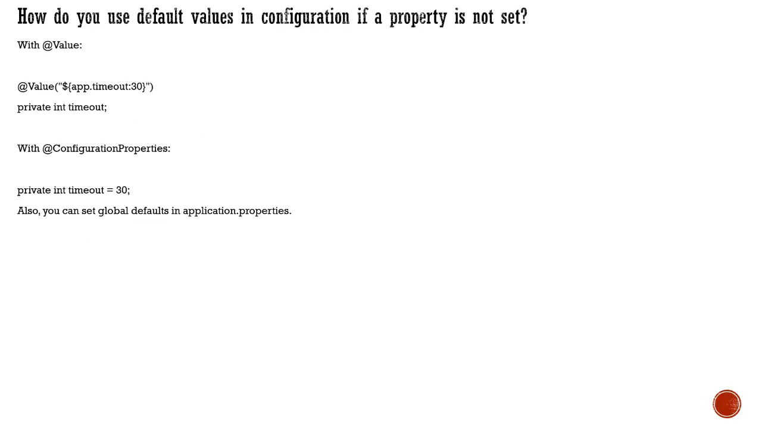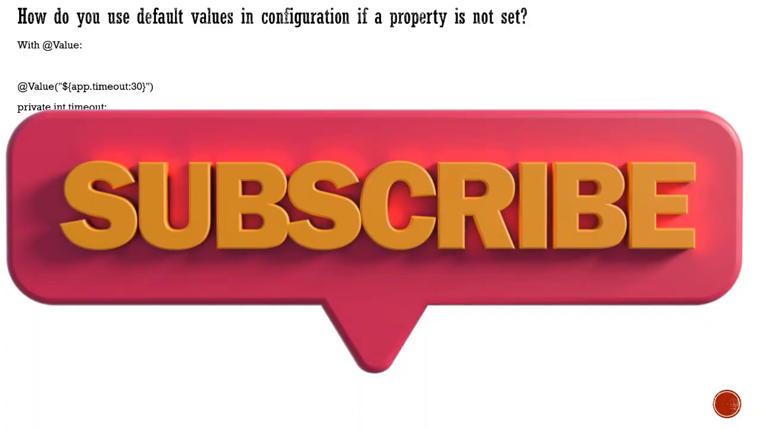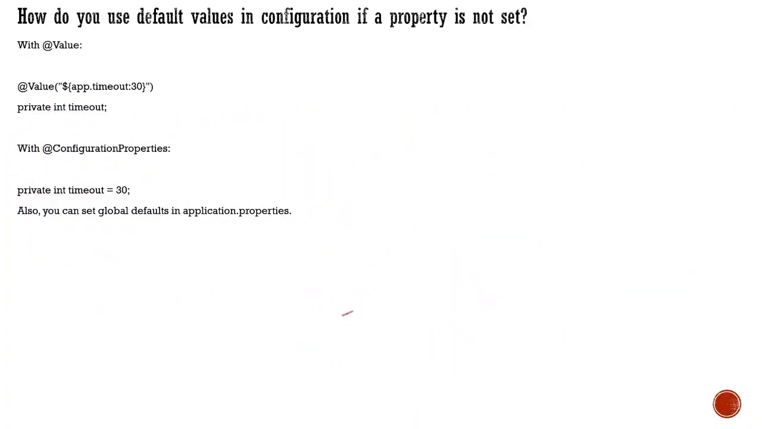Now, how do you use a default value in the configuration if a property is not set? You have the @Value annotation. Okay, so you can define the colon, and then you can define the value. Let's say if some value is not coming, then whatever default value you have to assign in that case will be the value after the colon. Now you can also do this with the configuration properties, and then you can use that variable and maintain it. So you can actually set this at the global level in the application.properties.